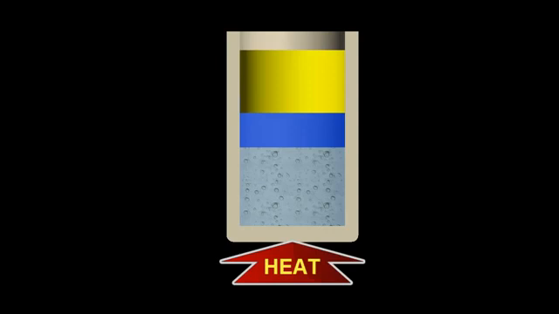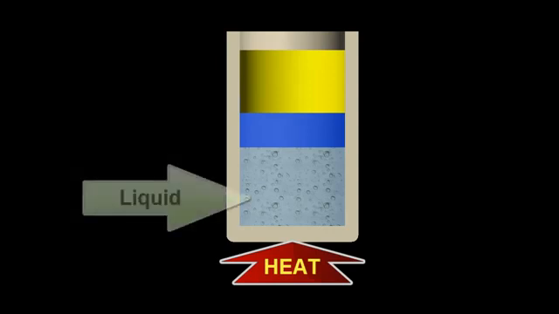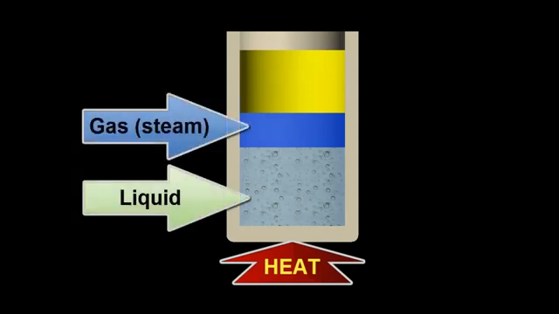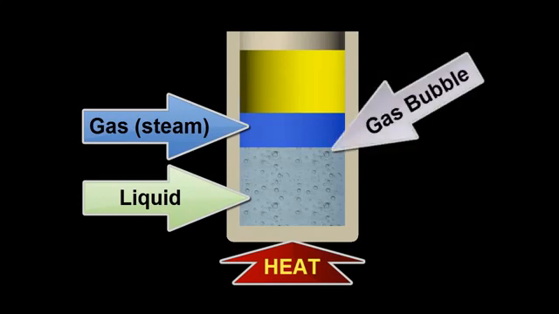At this point, notice that our system contains a liquid, water, a gas, the steam or water vapor, and also these bubbles that are in the process of transitioning from a liquid to a gas.